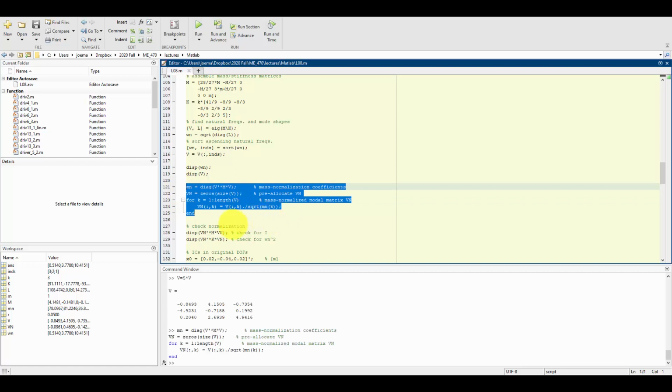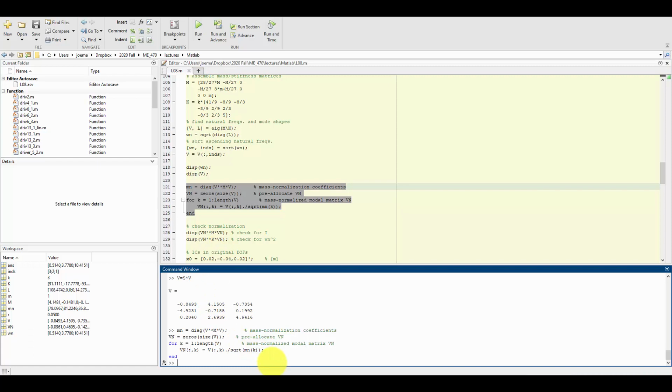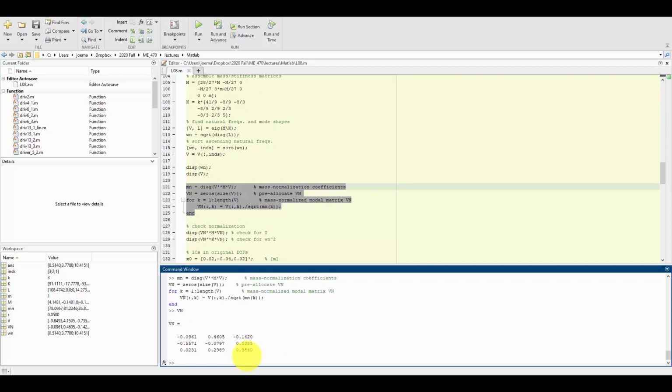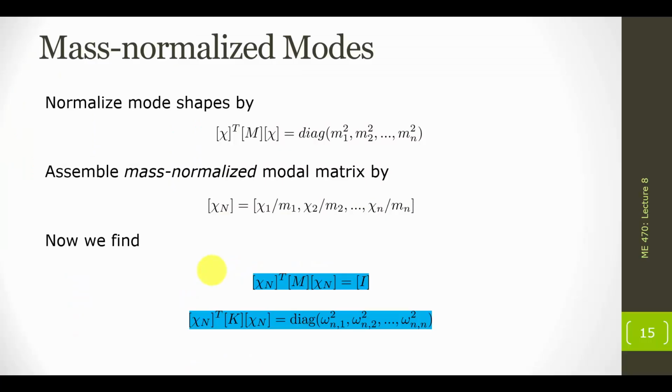So I go through and it solved it with this new V, 5 times larger in every value. And we see I get that same Vn as I had before if we double check it. So it didn't matter what that original scale was, at least in this very simple example, multiplying it by 5, we arrive at that same Vn no matter what. So where do we go from here? We have our mass normalized modal matrix, that chi sub n.